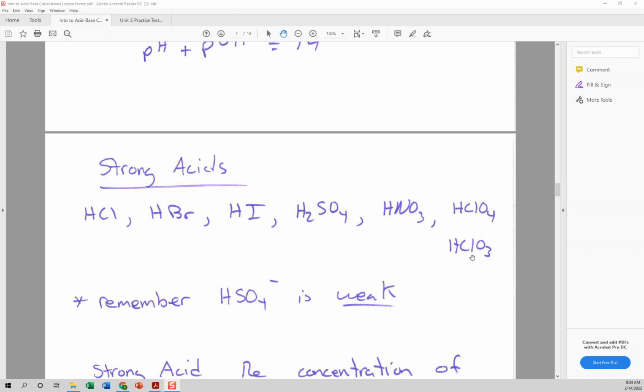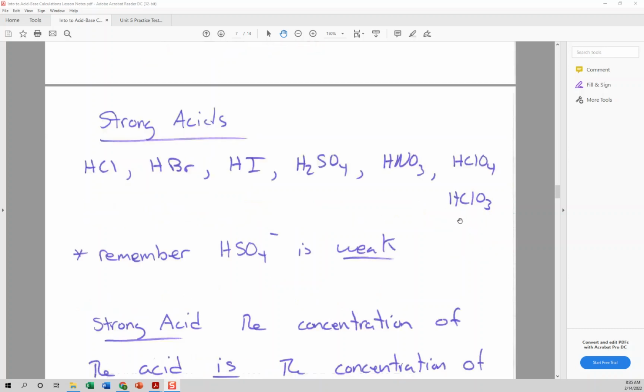Sometimes this is not included in the list of strong acids, but sometimes it is, and we're going to just include it. So we're going to say, like we always say, there's 7 diatomics. We're going to say there's 7 strong acids. So here's our 7 strong acids.